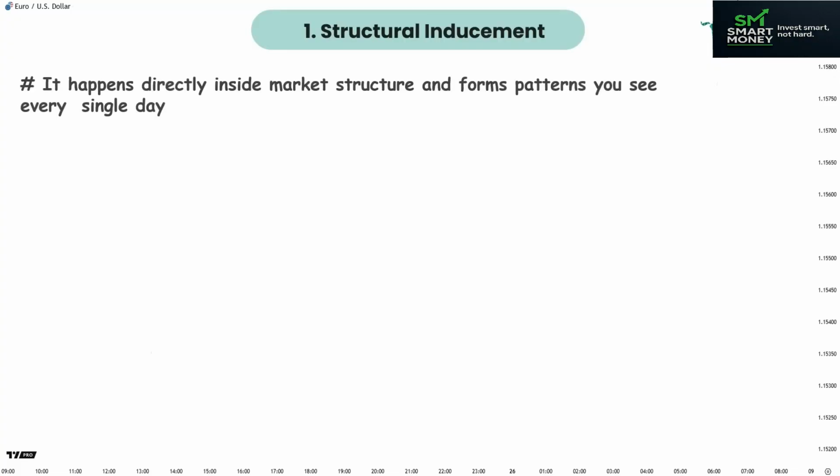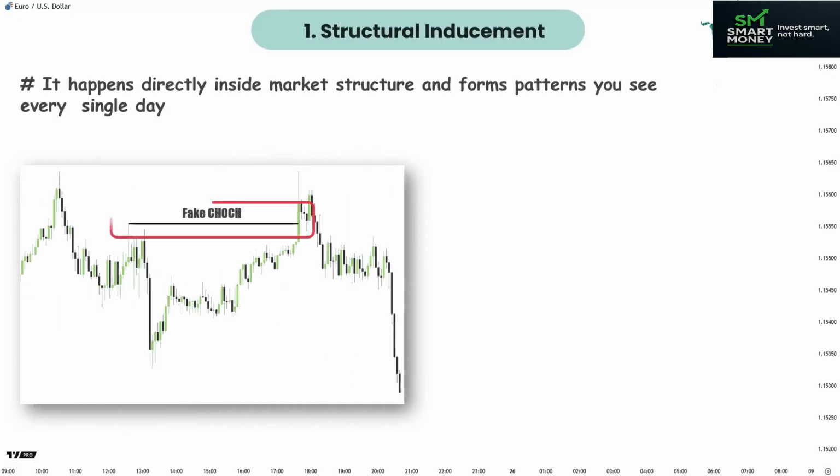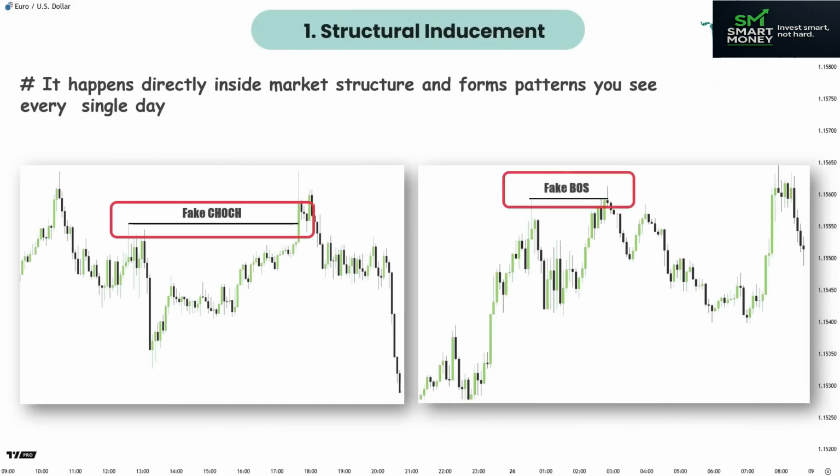This is the most important type of inducement, because it happens directly inside the market structure and forms patterns you see every single day. A structural inducement occurs when price creates a fake structure shift, like a false CHOCH or a misleading BOS, that tricks traders into entering early or in the wrong direction.